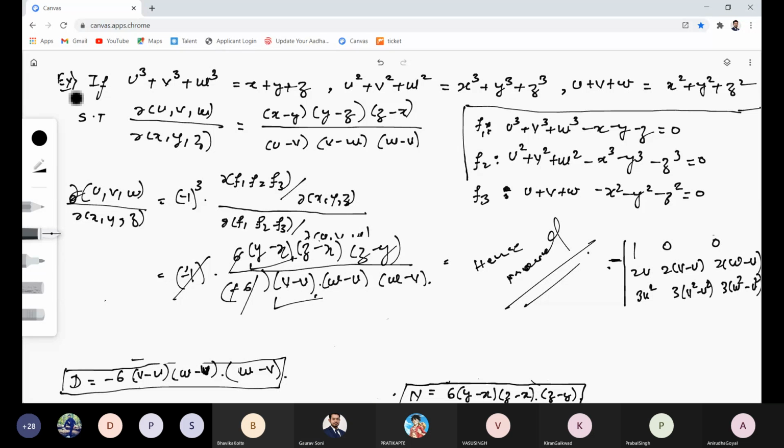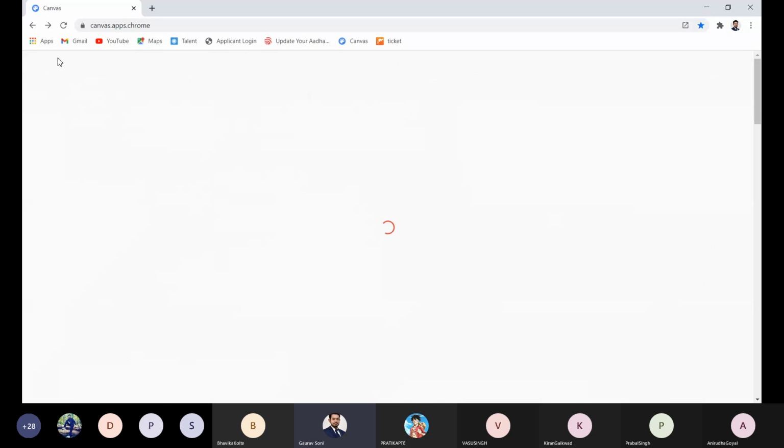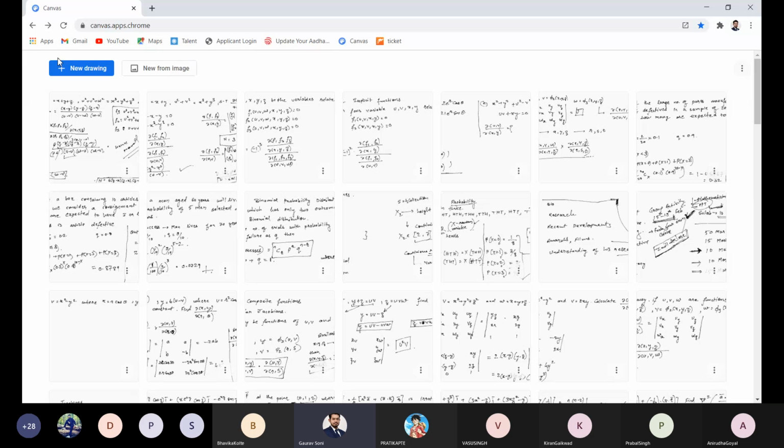Fine. There is one type of example which I actually skipped, because those examples are very much easier when we are dealing with implicit functions. So we'll solve two examples of that kind.